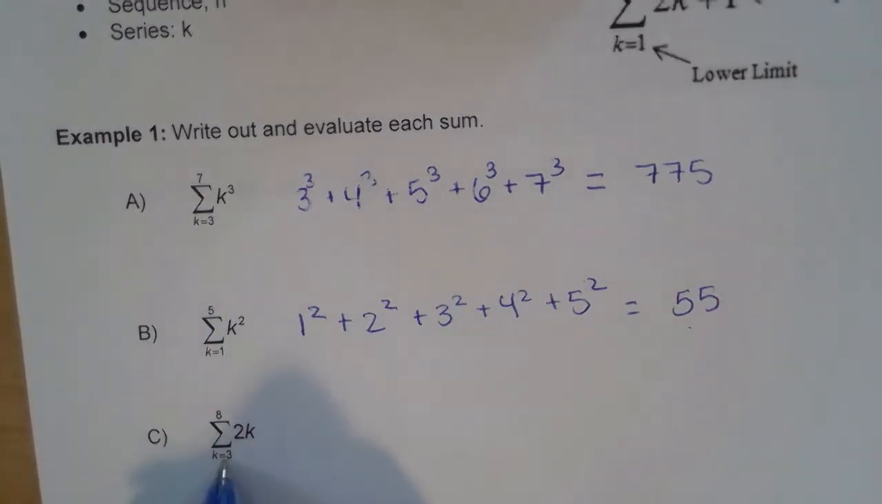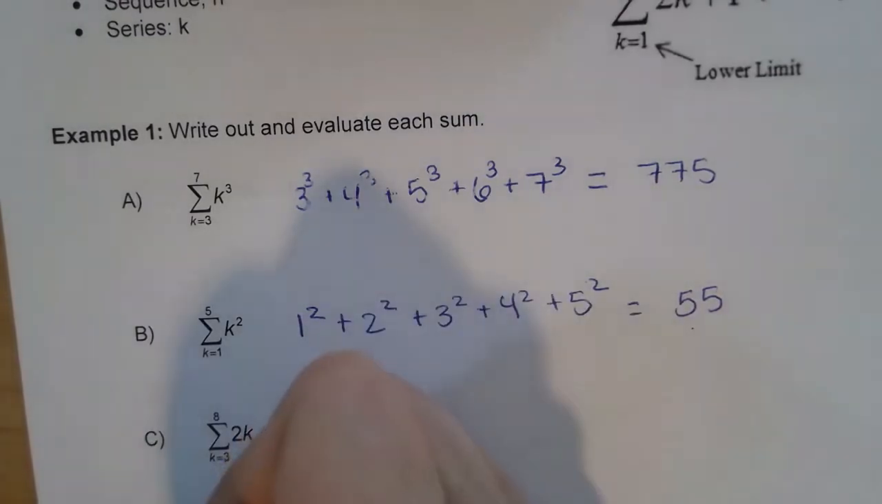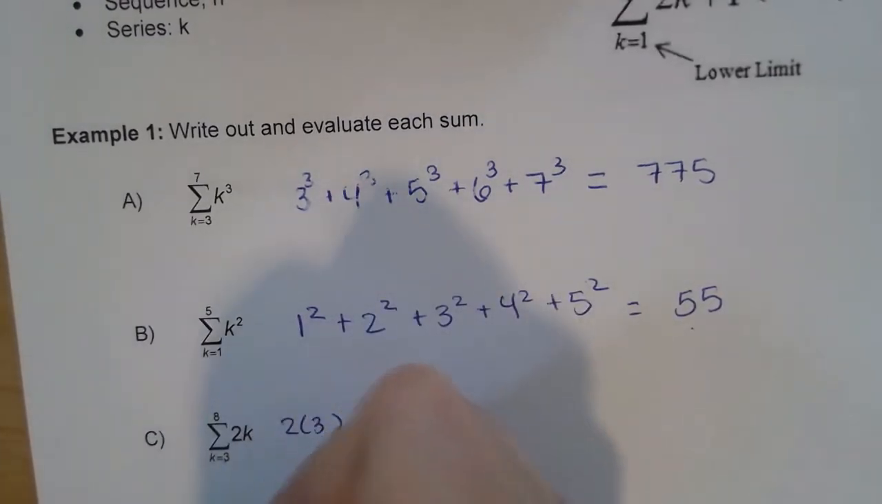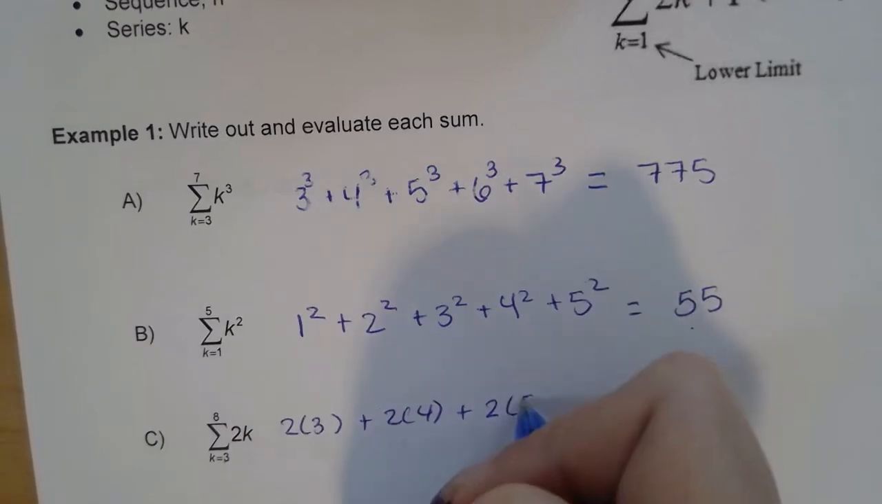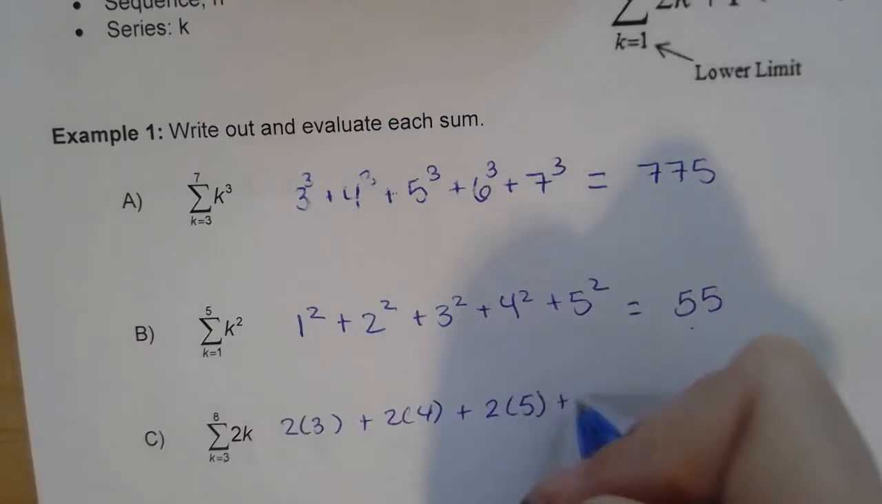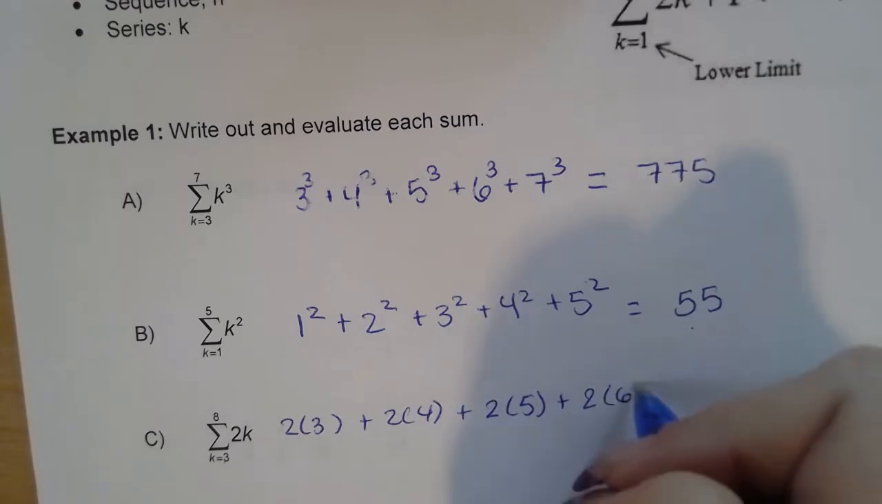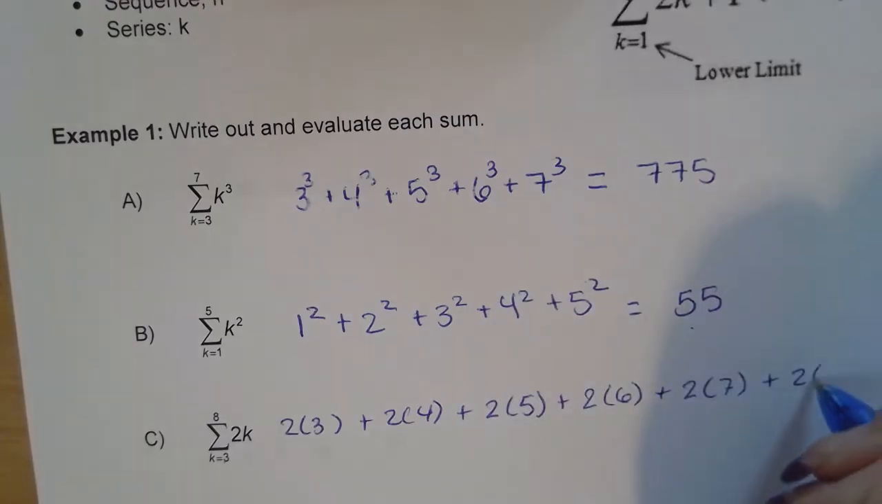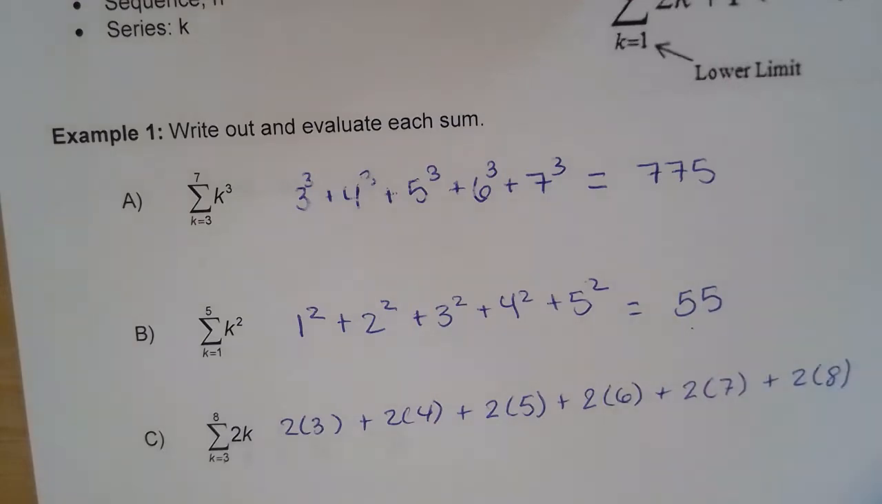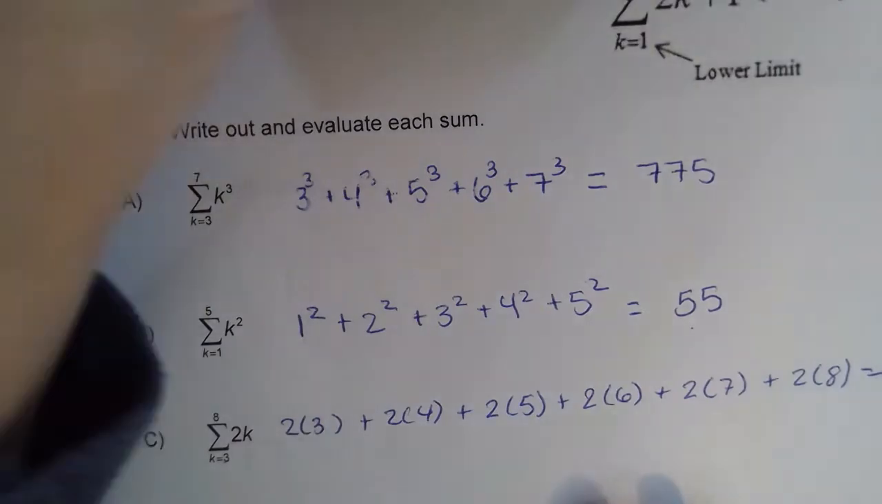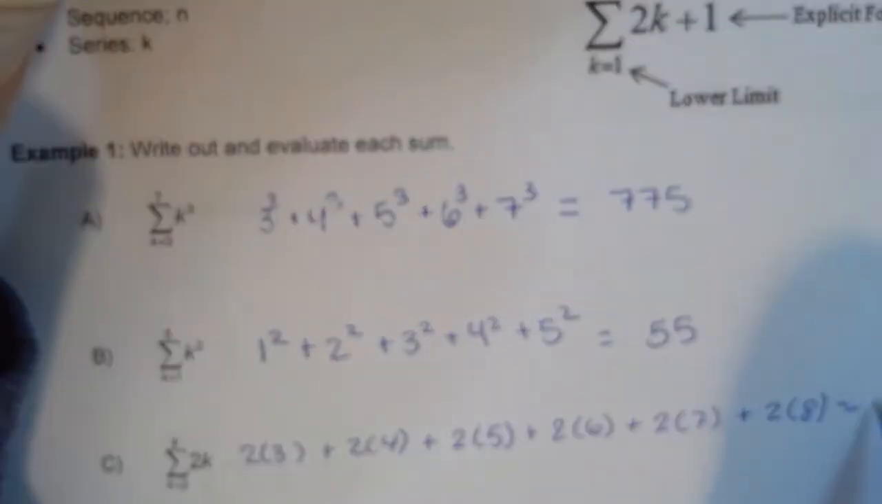Do the same here. We're going to start with 3 and end with 8. So I get 2 times 3 plus 2 times 4 plus 2 times 5 plus 2 times 6 plus 2 times 7 plus 2 times 8. And we're stopping at 8. Just keep in mind every time what you're going to stop at. If we do that together, we get 66.